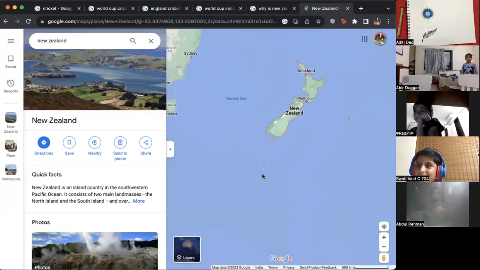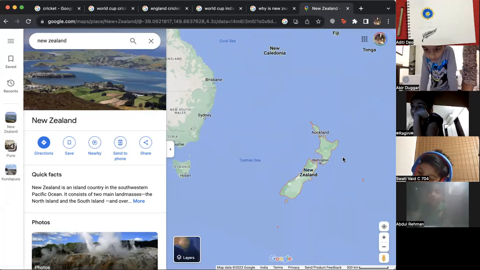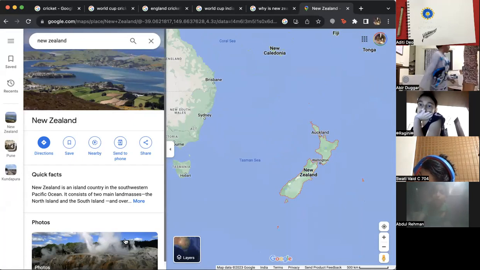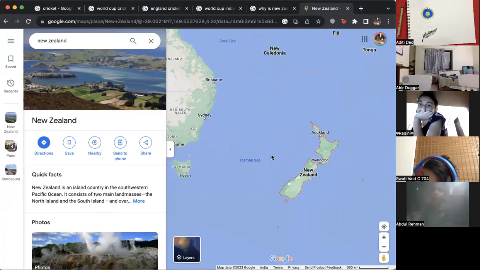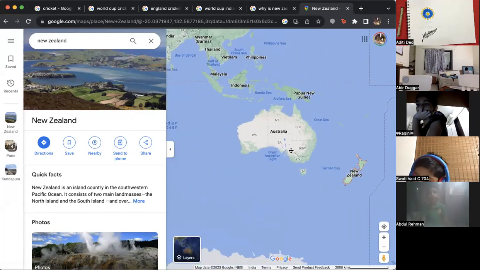See, this is New Zealand. It's got two islands. It's got a bottom island and a top island. I have a feeling they're called North Island and South Island. Yes, it's written over here. And look at where they are. So they're right next to Australia.